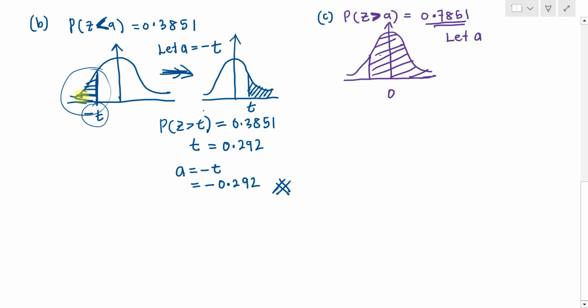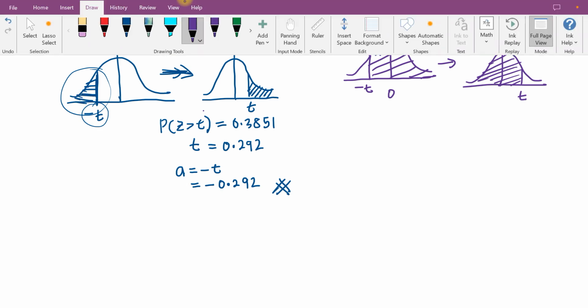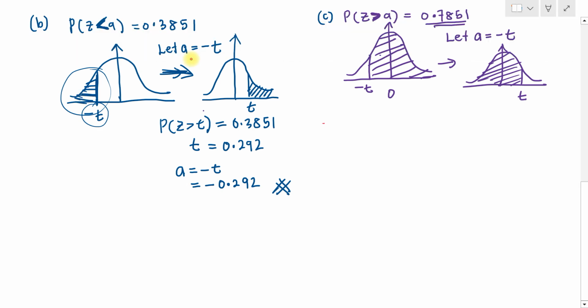So let A equal to negative T. So, negative T here. And then we can calculate this. Remember how to solve this one. We need to reflect this graph, and the negative T becomes positive T. The shaded region becomes like this. I'm very sure you already mastered your Example 10. So we can only read this side from the table, correct or not?